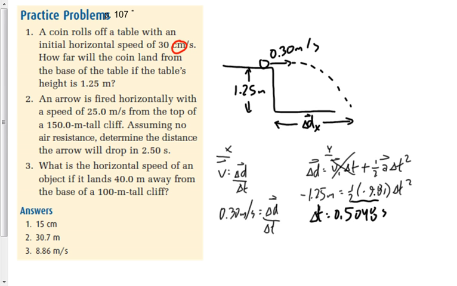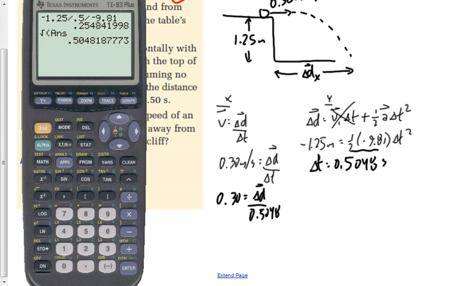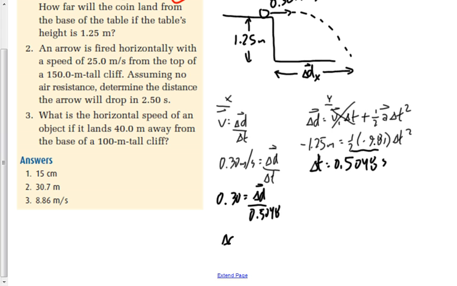Yeah. So my time is 0.5048 seconds. We now have 0.30 meters per second is equal to the horizontal displacement over 0.5048, which we're going to take up by multiplying. 0.5048 times 0.3 gives me a horizontal displacement of 0.151. What's the answer of the book? It says 15 centimeters. What did I get? 0.15 meters. Is that the same thing? Yeah, it's the same thing. So I don't care whether you put it in centimeters or meters on a test. Both would be marked correct, obviously. Yep.